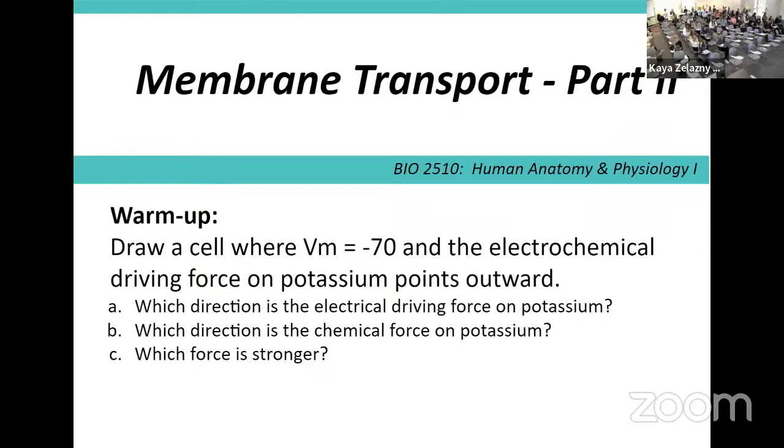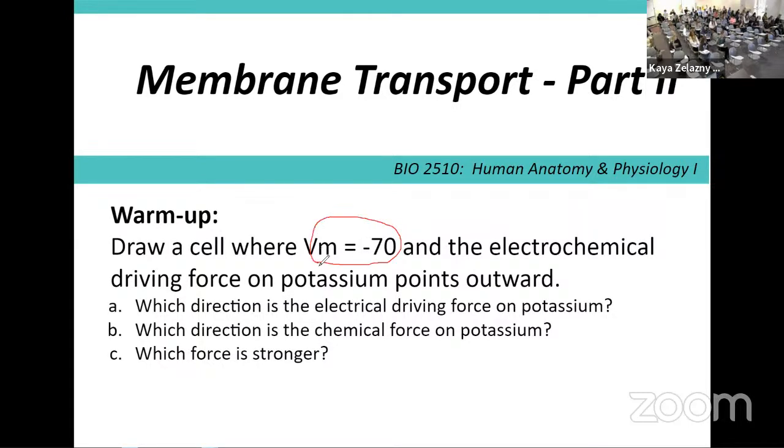Okay. Yeah, let's do one more example. Not a warm up, but a practice. So let's try a cell where we have a membrane potential of -70. I'm going to tell you that the electrochemical driving force for potassium, K+, points out. I want you to think about what the electrical driving force on potassium is, what the chemical force on potassium is, and which force is going to be stronger.